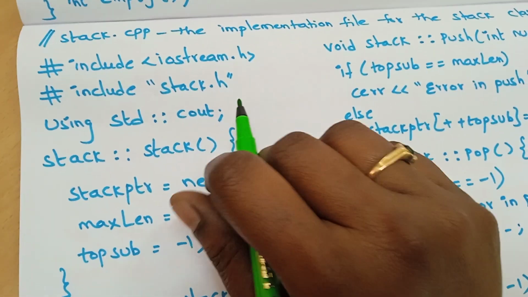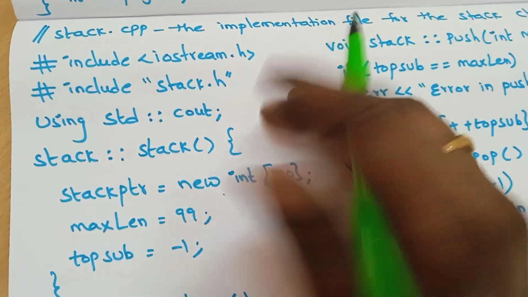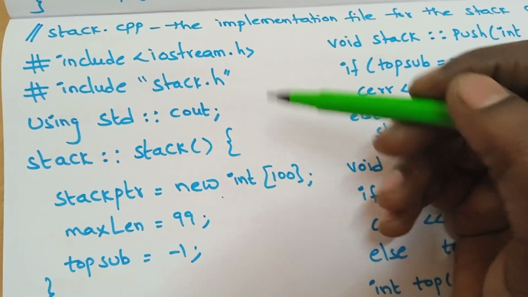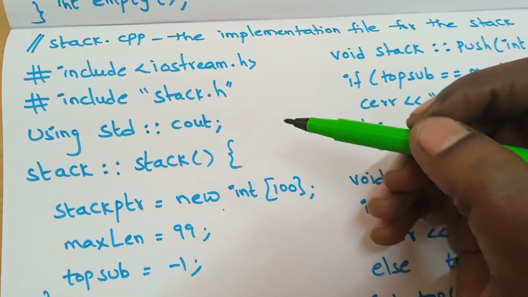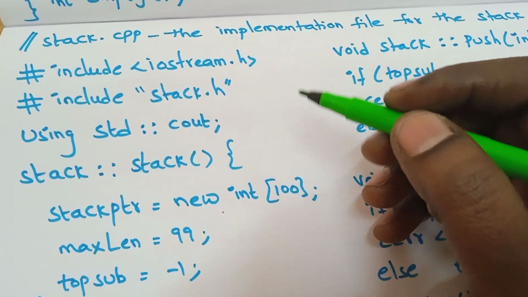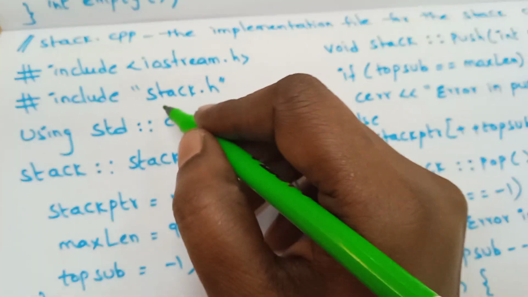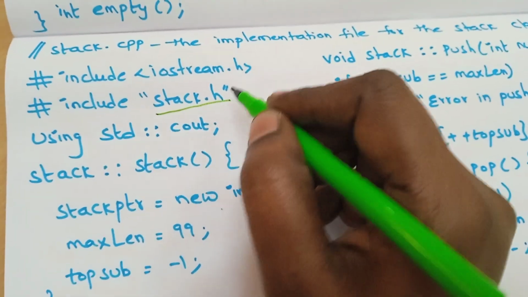Hello everyone. We'll continue to learn about stack ADT using C++. Following is a definition of the stack class with only prototypes of the member functions. This code is stored in a header file, which is stack.h.